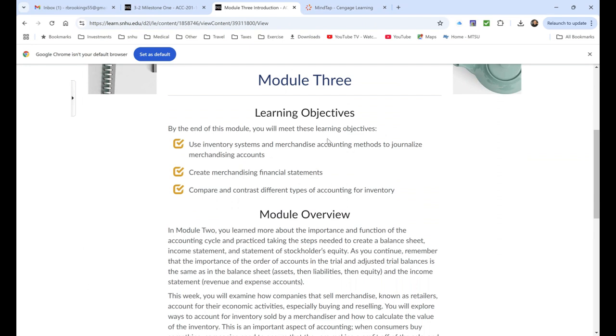So, use inventory systems and merchandise accounting methods to journalize merchandising accounts. Create merchandising financial statements. So again, we've really looked at just sales revenue or service revenue before. Now we're going to have sales revenue, we're going to have cost of goods sold, and that's going to give us what's called gross profit. And in the world of merchandisers, that's a big number.